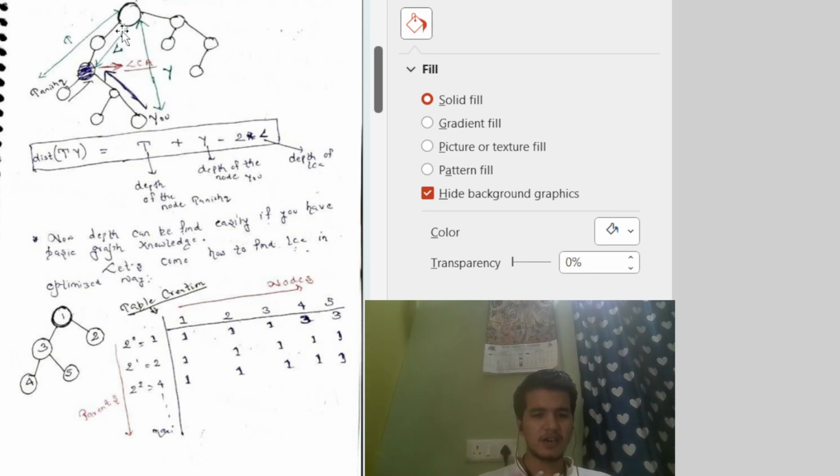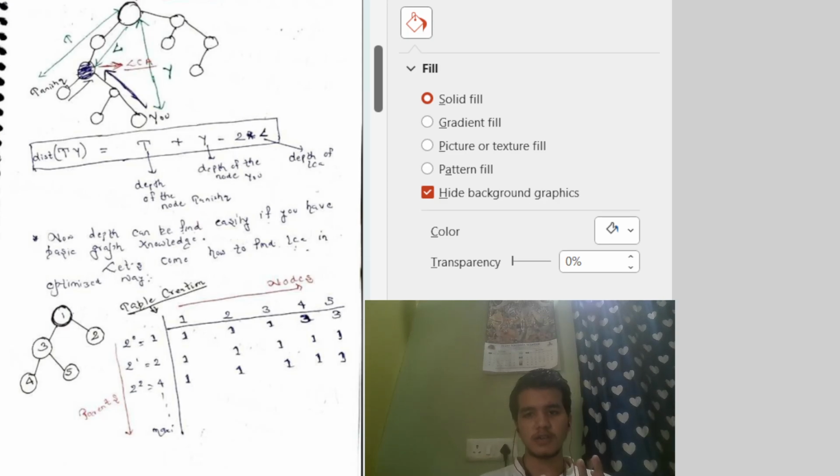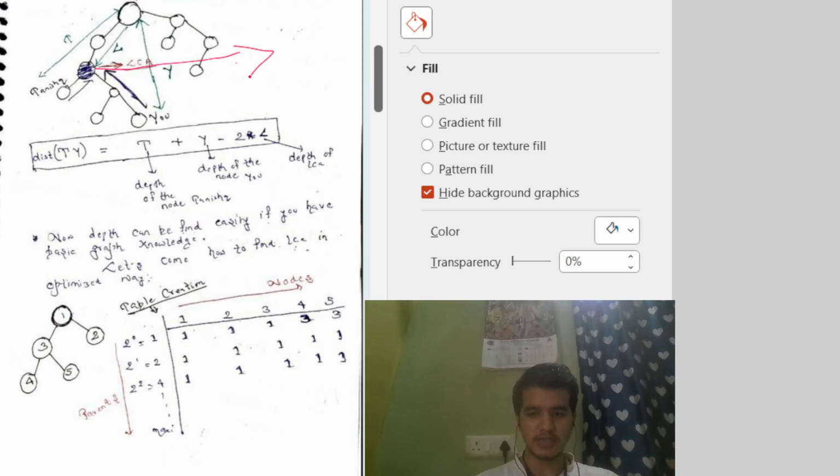Depth we can find by using a simple DFS approach if you have studied graph. But how shall we find this L, and what is this L basically? Here L is basically the LCA, the lowest common ancestor, and we will find a good approach to get the value of this LCA. So this point is basically our LCA. And what is this lowest common ancestor?